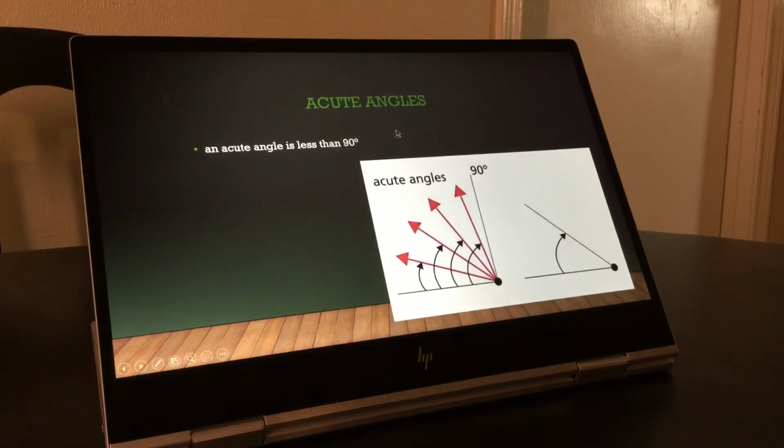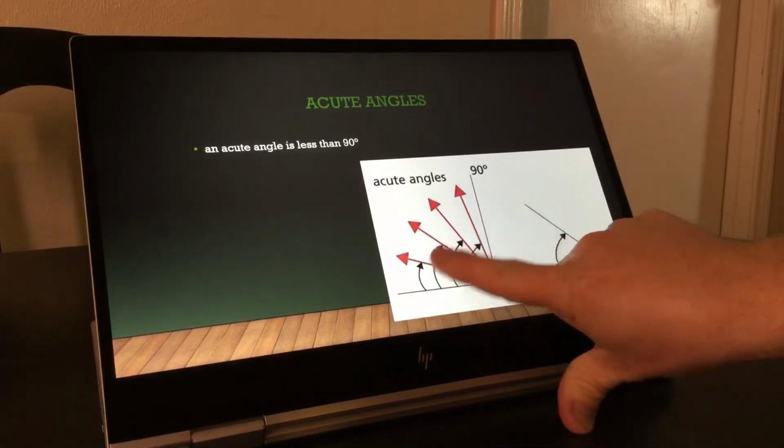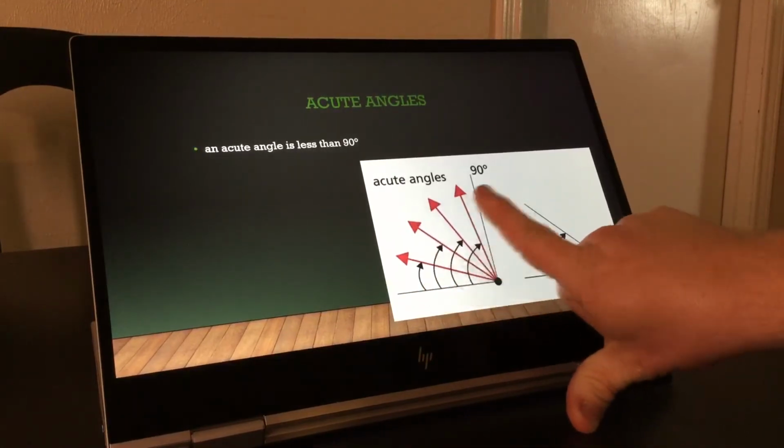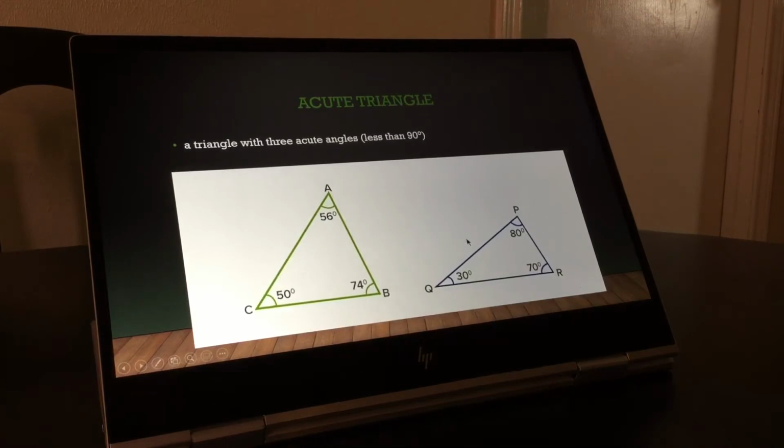So an acute angle. An acute angle is anything less than 90 degrees. So if this far line right here is our 90-degree angle, like we just saw, anything between here and here is an acute angle. So it can be 89 degrees or it can be 1 degree. It's an acute angle. So just as the right triangle, an acute triangle is a triangle with 3 acute angles. So that means each angle has to be less than 90 degrees.